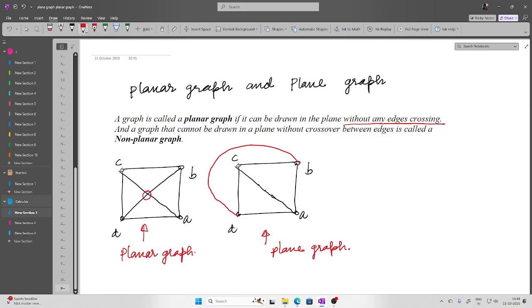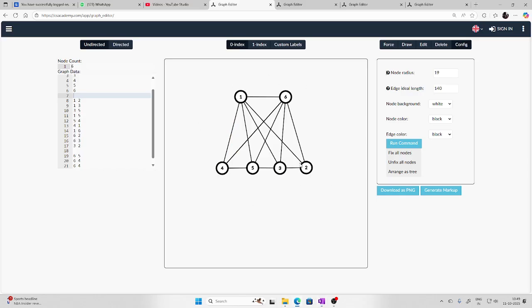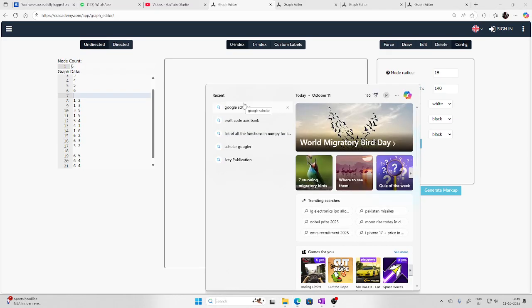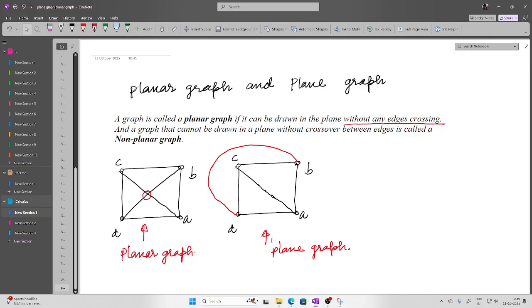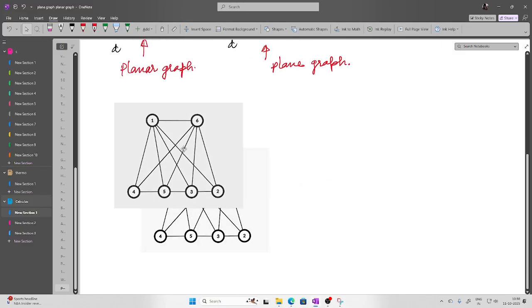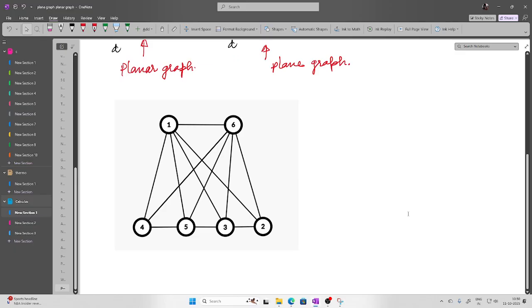Now, let us take some examples of whether we are in a situation to convert any graph into a plane graph or not. That means whether any graph is a planar graph or not. So let us take one example. Let's say I am having this graph. Let me copy this. So this is the graph. Now the question is, is the graph planar? Can I draw this graph without crossover of edges?